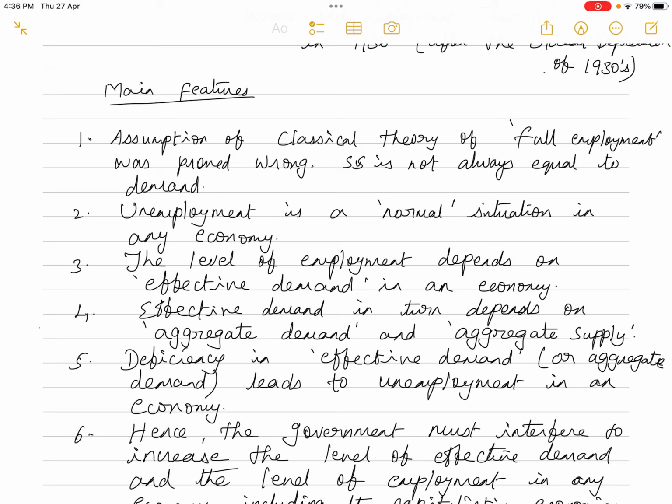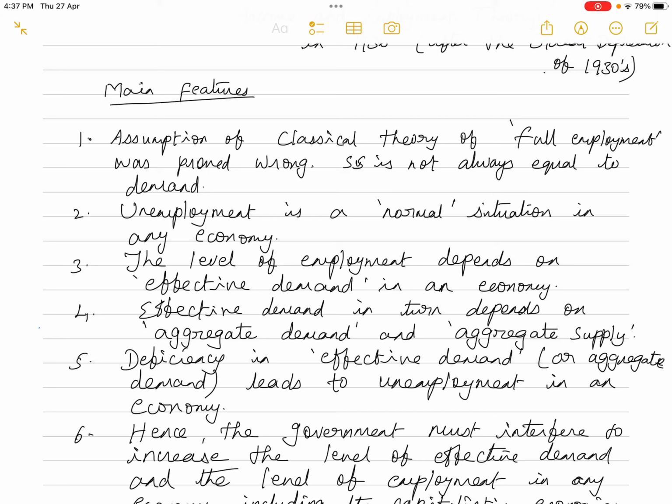And if there is a shortage of effective demand, a deficiency of effective demand, that is the reason for unemployment in any economy. So in order to increase the level of effective demand, the unemployment in the country will reduce, or in other words, the employment levels in the country will increase if there is an interference by the government.